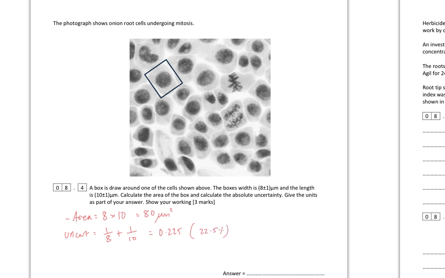Then I apply this uncertainty to my answer. So 80 multiplied by 0.225, this is going to be my uncertainty multiplied by 80, which equals 18. So that's called the absolute uncertainty. So my answer is 80 plus or minus, see how it's written above here, plus or minus 18 micrometers squared. Again, the number of people who didn't put squared on the micrometers and didn't get that 1 mark.